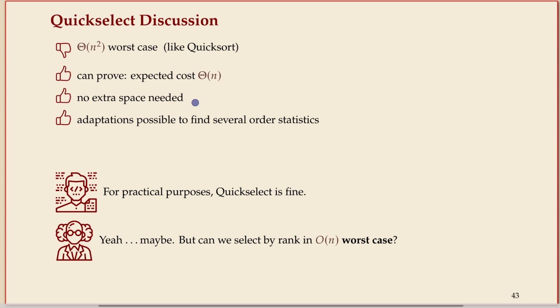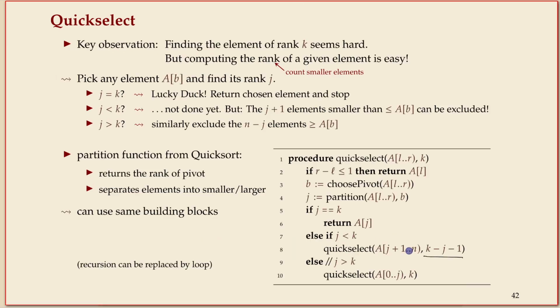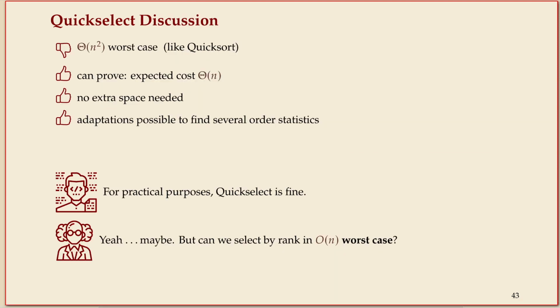It doesn't need extra space. It actually doesn't even need recursion. If you look at the code here, we only do one recursive step. So by rewriting the code, making the code a little more messy, you can make this one big loop. You don't need any recursion. And so you can do without any extra space.